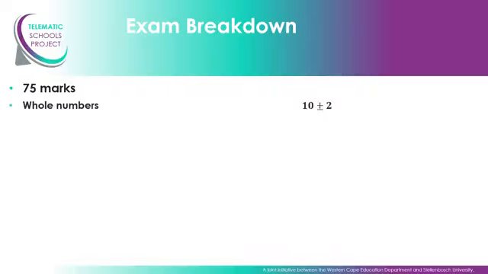The first topic that we will be looking at is whole numbers, and that is roughly 10 marks. Now you'll see afterwards it says plus minus 2 marks. That means it can be 2 marks more or 2 marks less, and you'll see that with each topic.